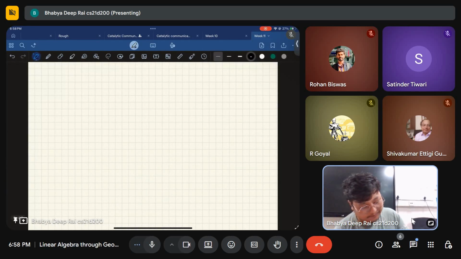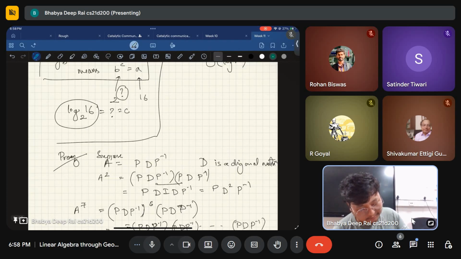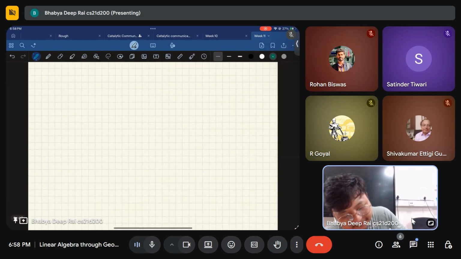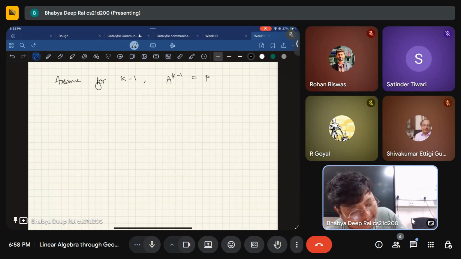I've proved the base case, and I'll assume that for k minus 1, A to the k minus 1 is equal to P D to the k minus 1 P inverse. And then it's just a matter of applying.